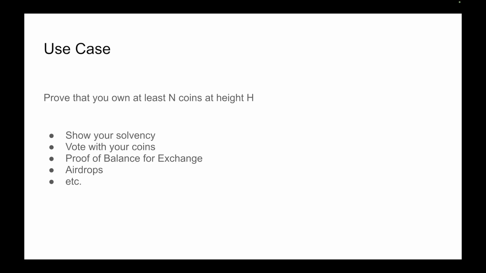This number n is going to be revealed, and that should be the only thing that people can see from the proof of balance. Some of the use cases I've thought about: one of them is to show that you're good for n coins for that amount. For example, if you want to buy a house and they want to make sure that you have enough money, then you could arguably give them this proof.